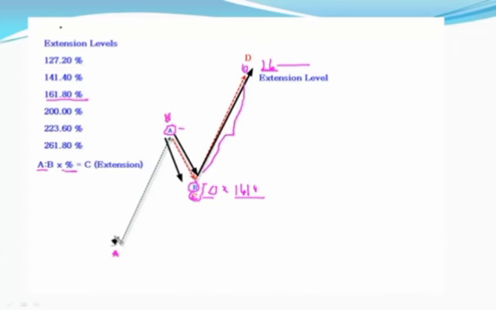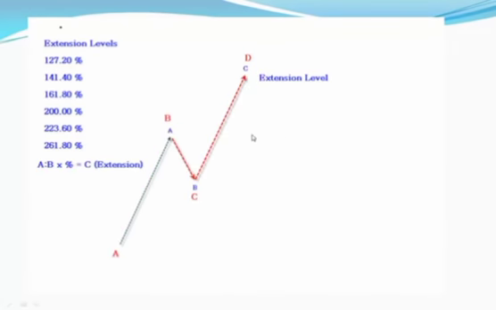So just like you have a projection from here to here and from here to here, this swing down also qualifies and is an extension. And you'll see how all this plays out when we start looking at the harmonic patterns, how it all comes together.